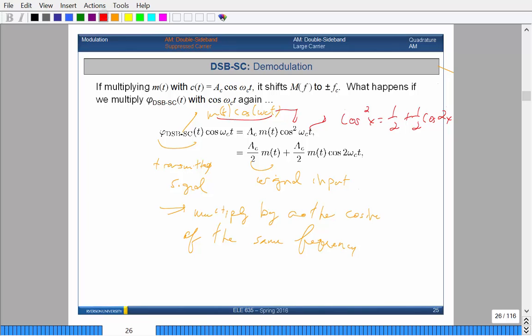And then we also have a bandpassed version that's centered at 2 omega c. Okay? So if you want to get the original message back, what you probably want to do is use a low-pass filter to get rid of this bandpass component. So put a low-pass filter, center it at 0, and make sure that it spans the bandwidth of your signal, and then filter everything out that is outside of the bandwidth. If you apply a low-pass filter, you'll get rid of that, and then you'll get the original message back.